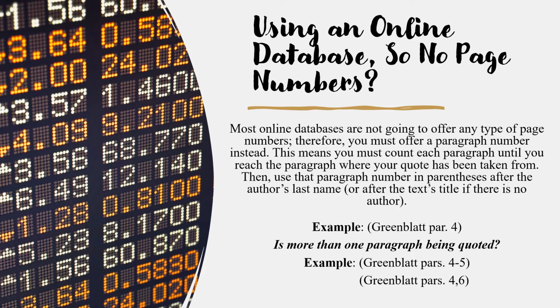If there's more than one paragraph being quoted, if you're using an ellipsis or something along those lines because you want to use something that appears a little bit later, so it appears in 2 different paragraphs, all you would do is change the PAR to say PARS period. So if we take a look at that example, it says Greenblatt PARS period 4-5. Now that's because they are consecutive. Now say I was pulling 2 quotes, one from the 4th paragraph and one from the 6th. Instead, I would do 4-6 as denoted in the final example.